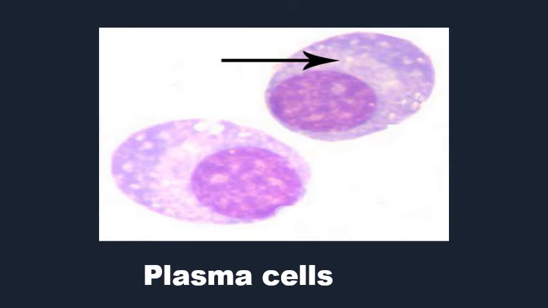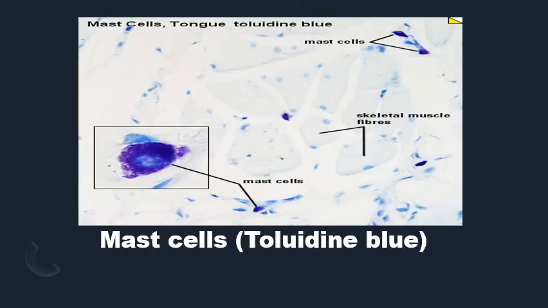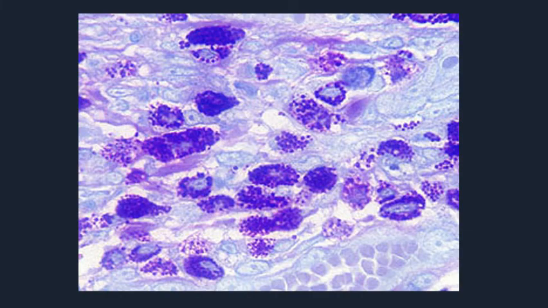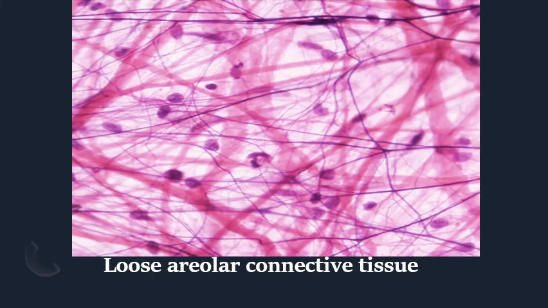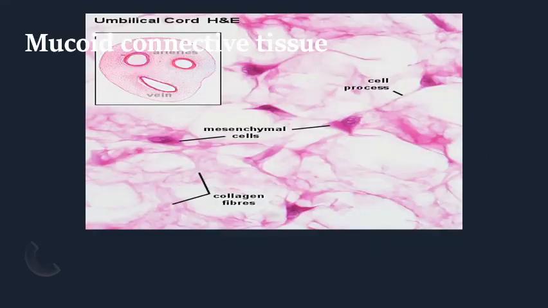This is plasma cell, deep basophilic cytoplasm with negative Golgi image. Here are the mast cells with many granules stained with toluidine blue or metachromatic stain. Again, mast cells, characterized by their granules and basophilic cytoplasm. Here is the loose areolar connective tissue containing all types of cells, especially fat cells, fibroblasts, macrophages, and mast cells, and all fibers, especially the collagen fibers.